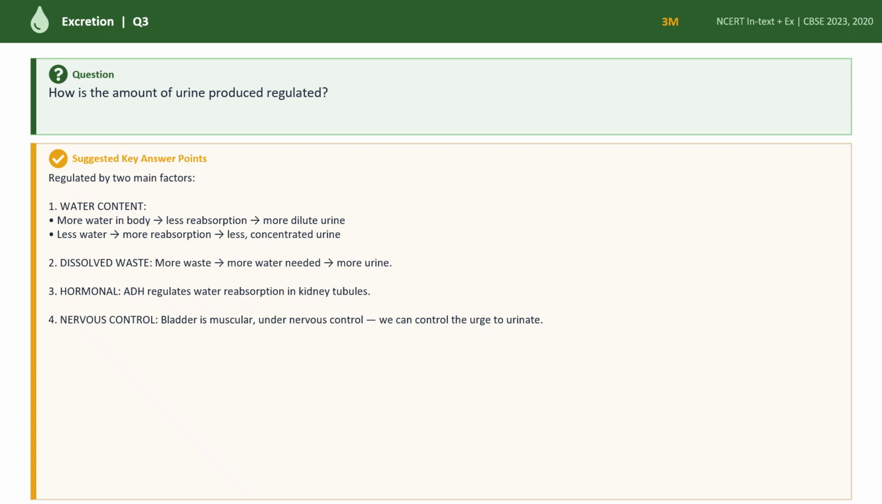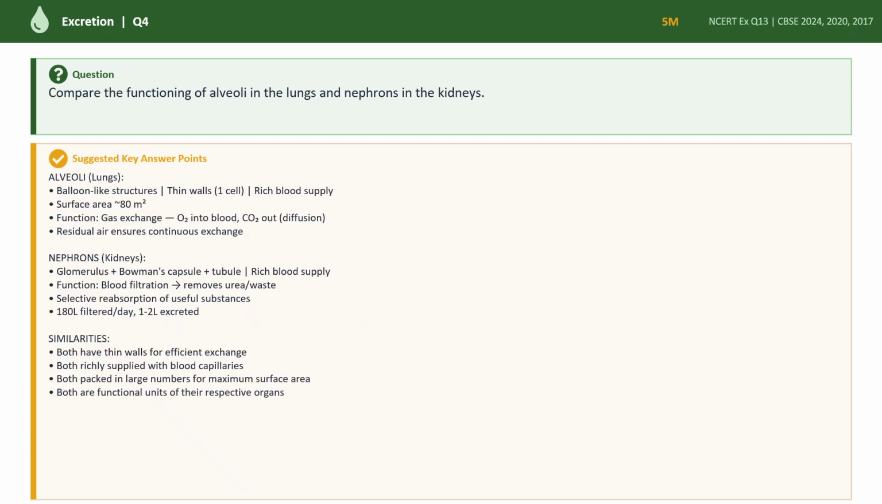ADH regulates water reabsorption in the kidney tubules, and there is also nervous control. Of course, the bladder is muscular and under nervous control. That is why we have the urge to urinate, and we can control it. Compare the functioning of alveoli in the lungs and nephrons in the kidneys.